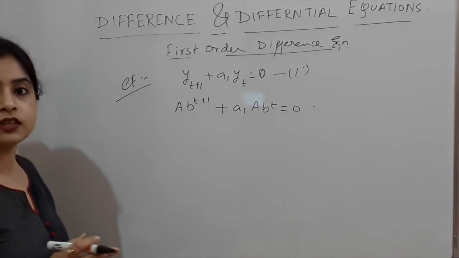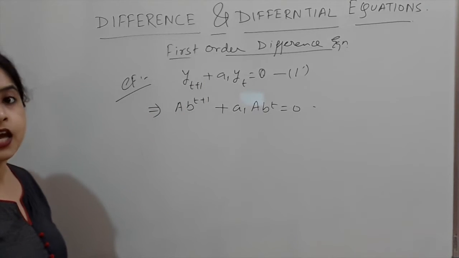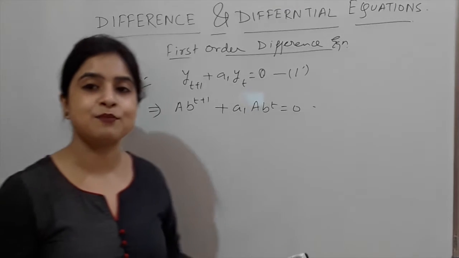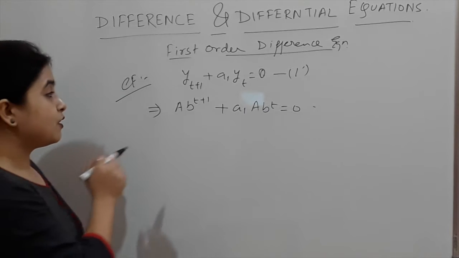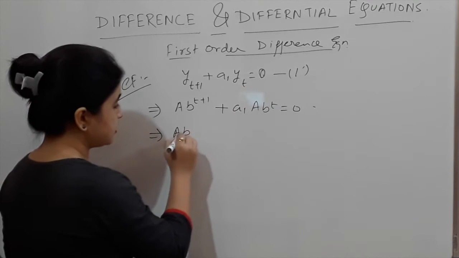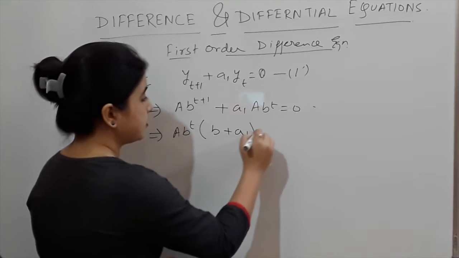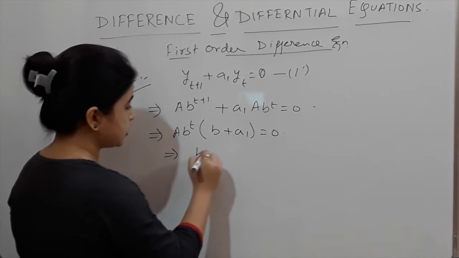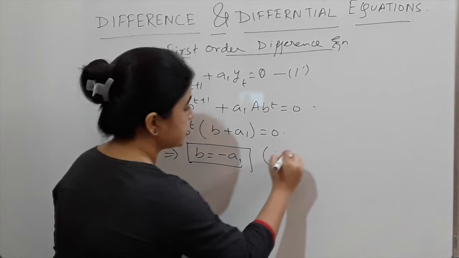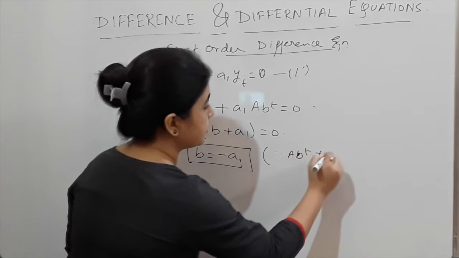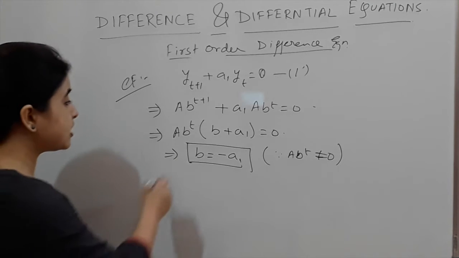Okay, after substituting the values, we get equation 1 prime to look like this, right? Now all we have to do here, same as with the differential equation, is find the value of b from this equation. So let's solve it. A into b to the power t, (b plus a1) equal to 0. So here the value of b is equal to minus a1, since we know that A into b to the power t, which is our trial solution, cannot be equal to 0. Okay, so this is the value.